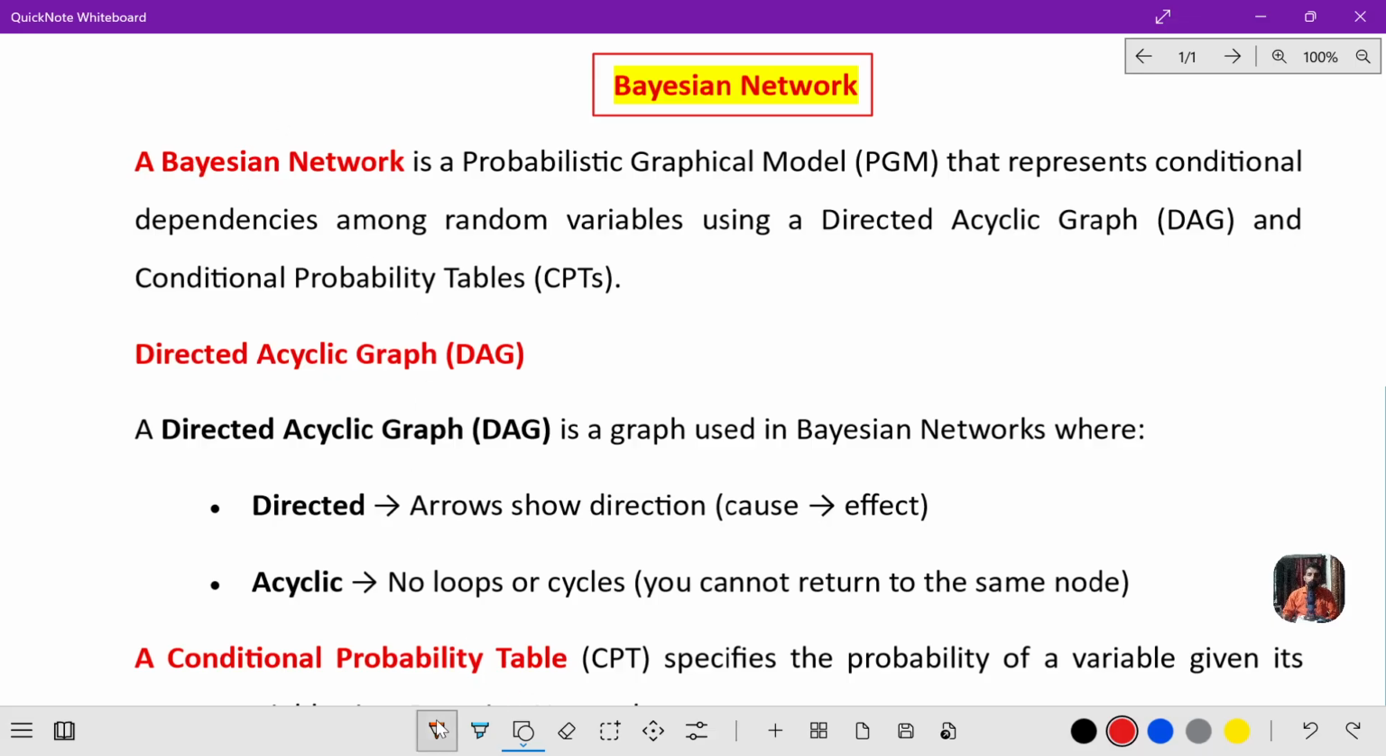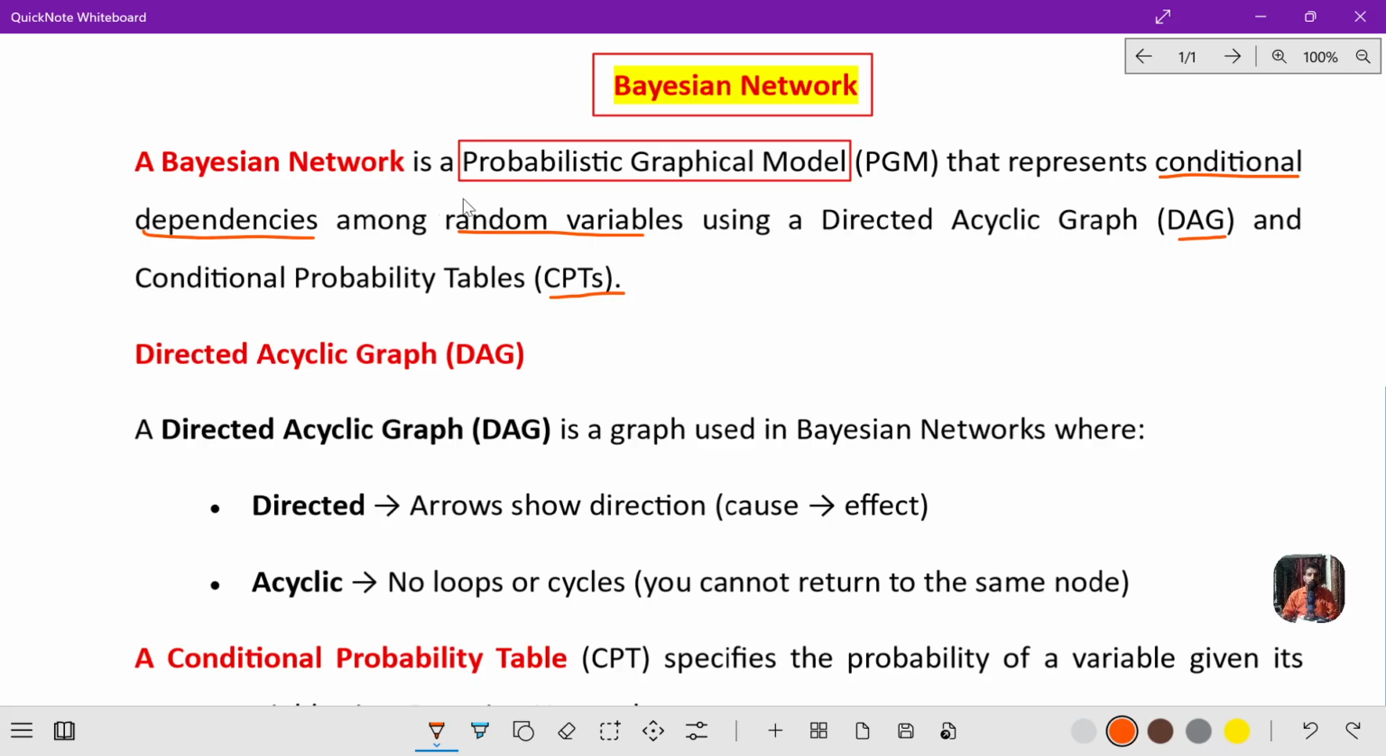Remember all of you, it is a probabilistic graphical model. So what is the meaning of Bayesian network? It is a probabilistic graphical model that represents conditional dependencies among random variables. So it is going to represent the conditional dependencies between the random variables using directed acyclic graph and conditional probability tables. So this is called Bayesian network.